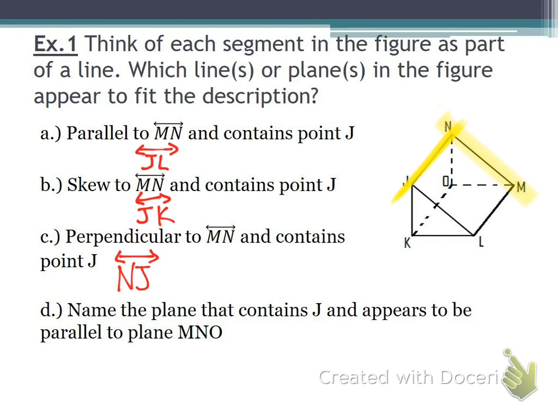All right, name the plane that contains J and appears to be parallel to plane MNO. Good, JKL. So MNO is that triangular looking plane in the back. So the one that appears parallel to it is that triangular one in the front, which is plane JKL.